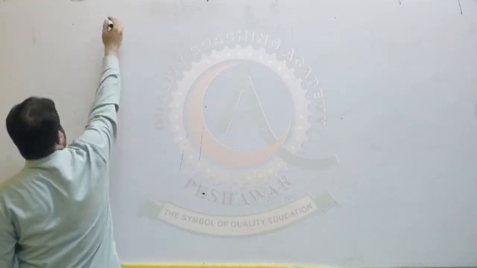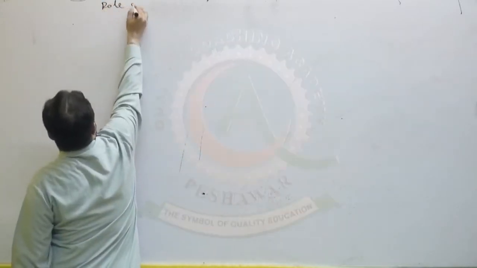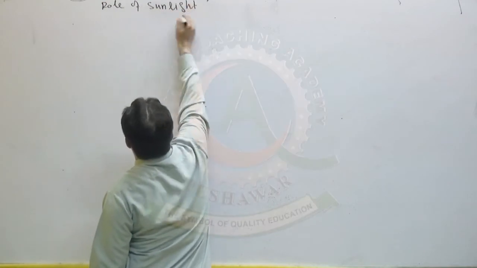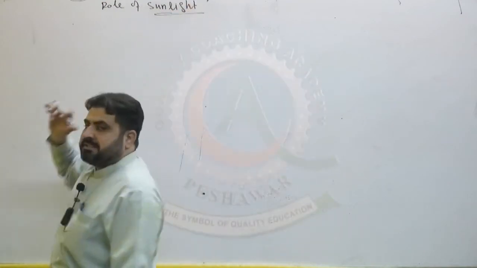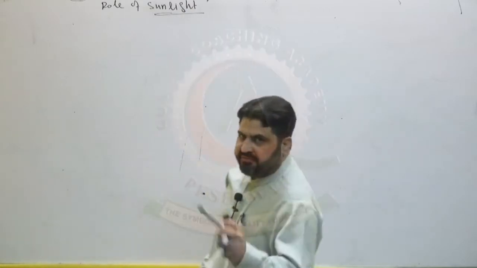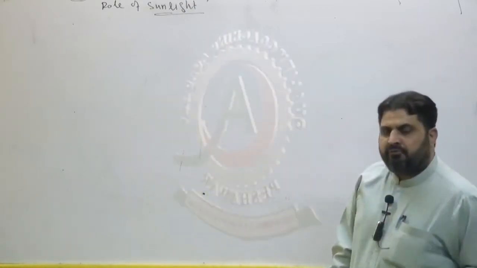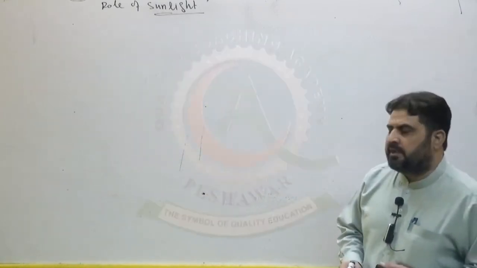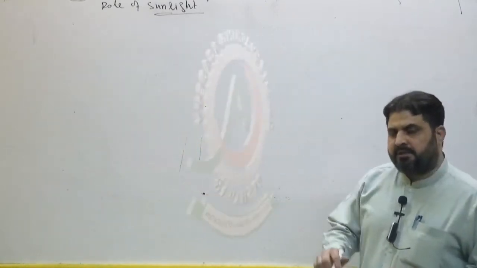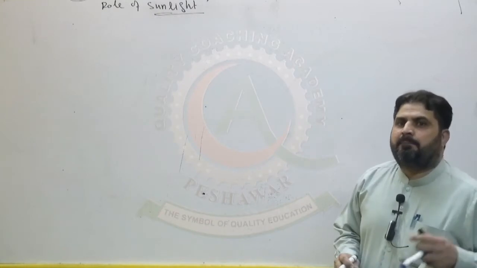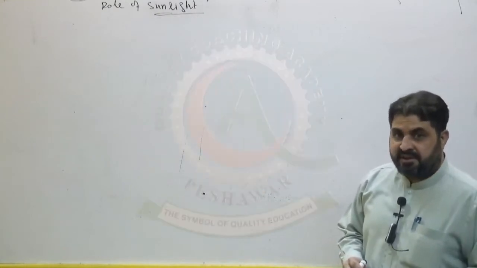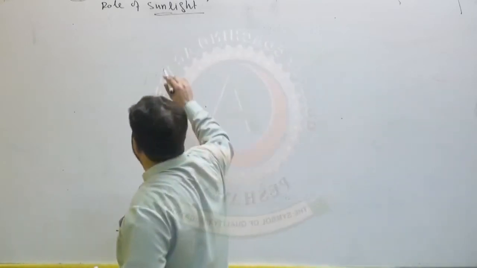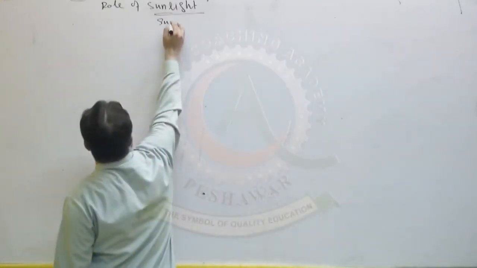Now we are going to discuss the role of sunlight. Keep in mind that the sun is the ultimate source of energy. 40% of the light coming from the sun reaches the earth's surface, 10% falls on the plant body, and only 1% is used by plants for their energy resources. Only 1%.